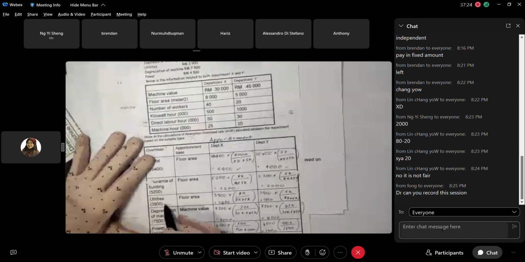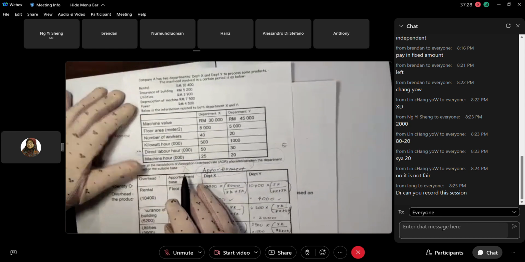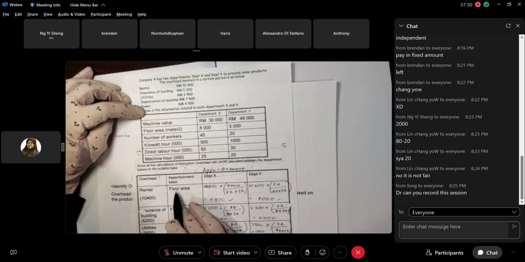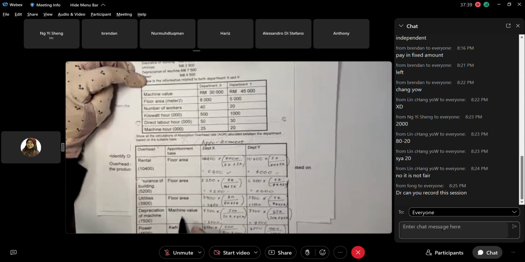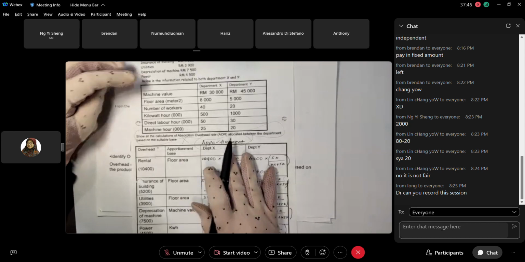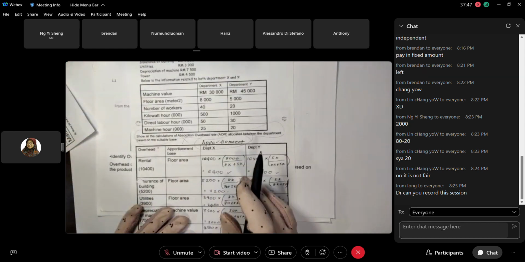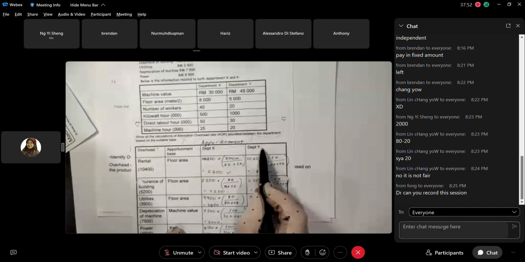Utilities is 3,975 and depreciation 4,500. Apportionment: rental is based on the floor area, depreciation is based on the machine value, and then we have kilowatt hour. So you want to distribute the overhead for department X and department Y.